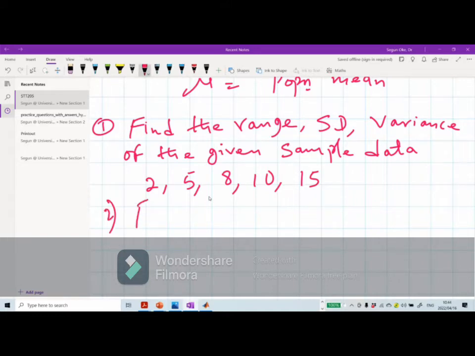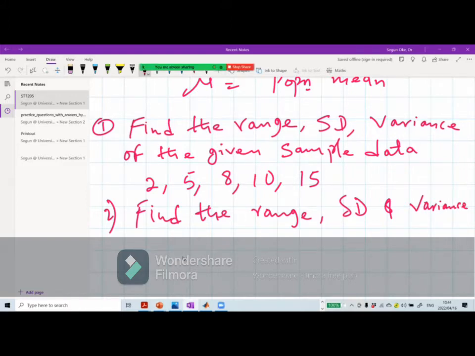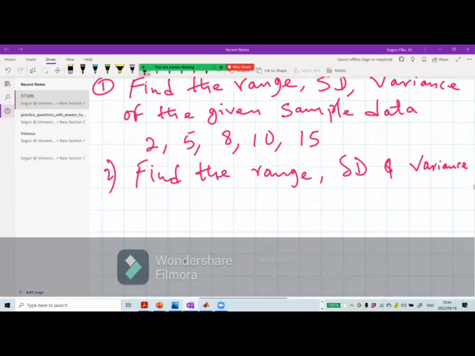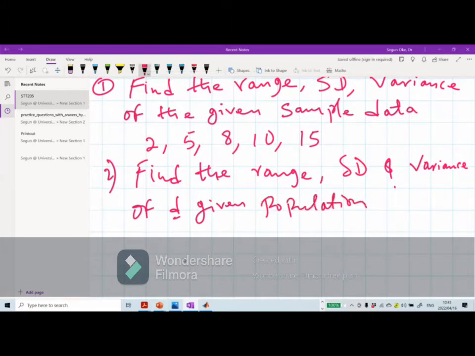Question 2 can also say, find the range, standard deviation, and the variance of the given population data sets: 2, 5, 8, 10, and 15.